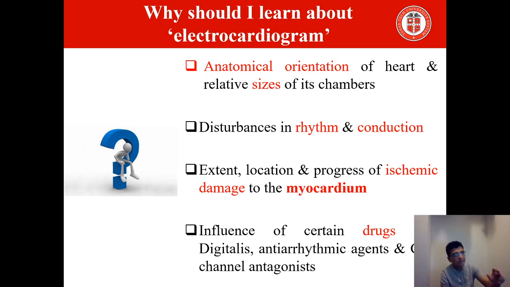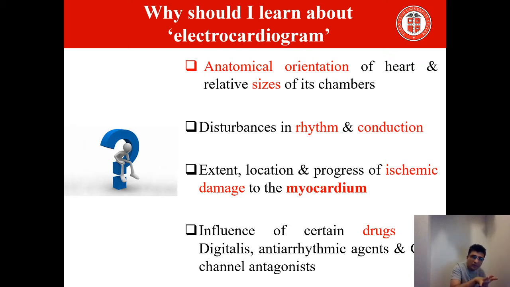The second point says that it also tells us about the disturbances in rhythm and conduction, which technically means that we can diagnose different kinds of heart blocks. For example, heart block is a pathology where the heart is not conducting impulses normally, or it's also possible that we have different kinds of arrhythmias. It can be an atrial flutter, it can be an atrial fibrillation, or a ventricular fibrillation.